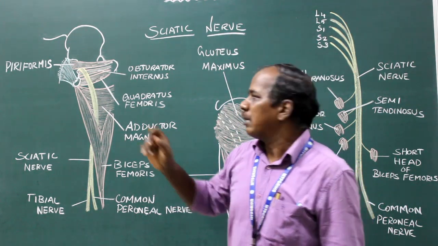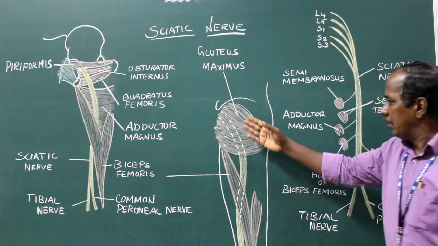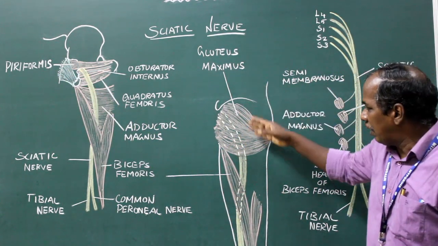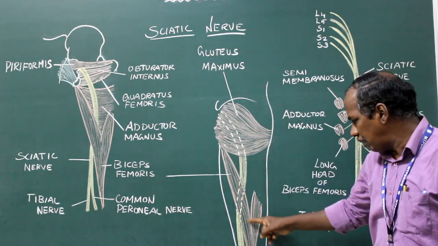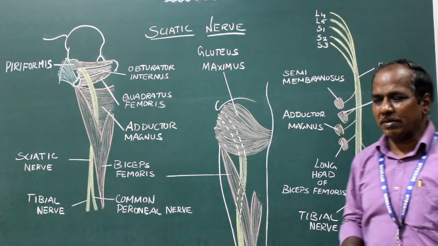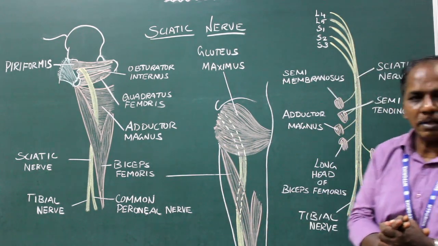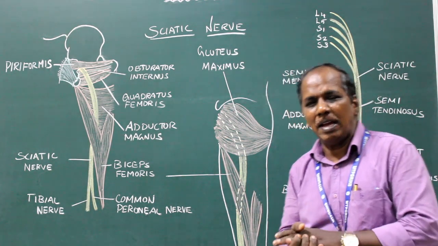Posterior relations. Number 1, piriformis. Number 2, gluteus maximus. Number 3, long head of biceps femoris. So this forms the posterior relation of the sciatic nerve.